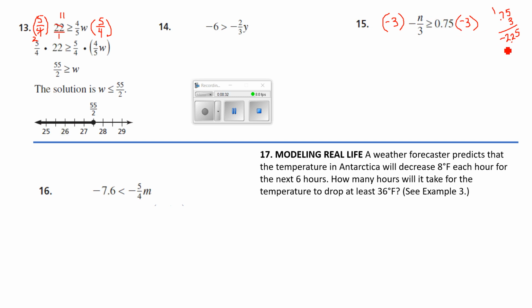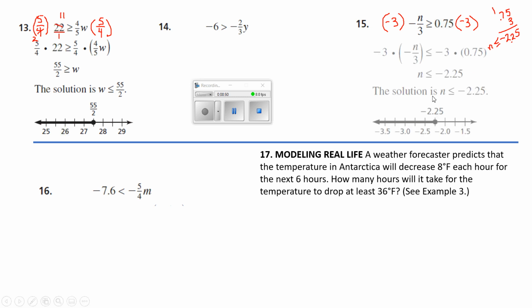So I know that n is going to be, well, remember, we multiplied by a negative number. We're going to have to turn this symbol in the other direction. So n should be less than or equal to negative 2.25. When we make our number line, we're going to shade in our dot because there's an equal sign there. And we're going to go in the direction of the arrow after our variable. Number 16 is for you to do, and I have number 17.